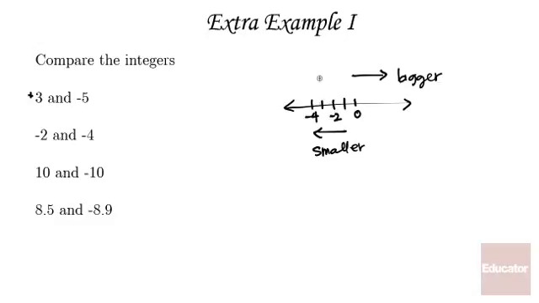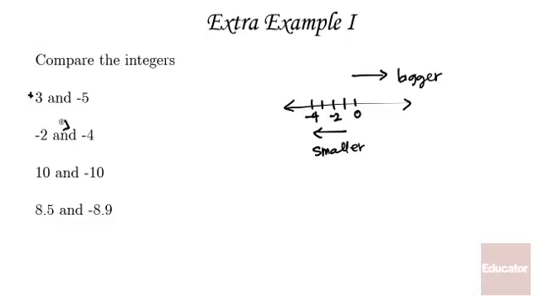Remember, the numbers that go this way, on the right side, are bigger, and the numbers on the left side are smaller. So negative 2 is on the right side, closer to 0 or to the positive side than negative 4 is. So I know negative 2 is bigger than negative 4. In this case, negative 2 is greater than negative 4.